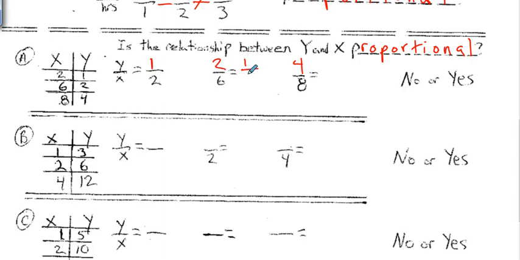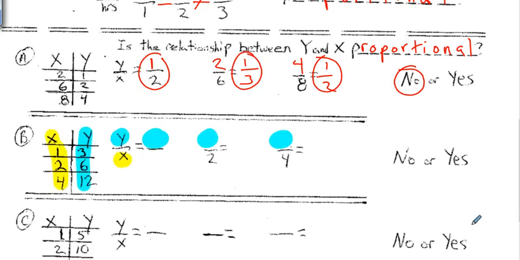All right, now let's see. 2 over 6, that's the same thing as 1/3. 4 over 8, well, that's 1/2, or 1 to 2. So looking at those, are they the same? This is 1 over 2, this is 1 over 3, and that's 1 to 2. No, they're not the same. So it's not proportional. They have to be the same, equivalent, to be proportional.